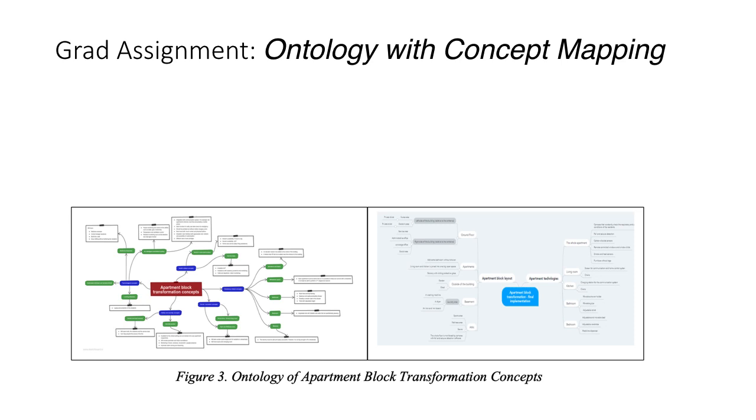So this is the graduate assignment on ontology with concept mapping. The two graduate students took part in this assignment, and it was done completely independently from the undergraduate students. In other assignments, the graduate students were taking a cue from the work done by the undergraduate students, improving on it, analyzing it, and talking about its shortcomings, what was done well and what was not, and so on.